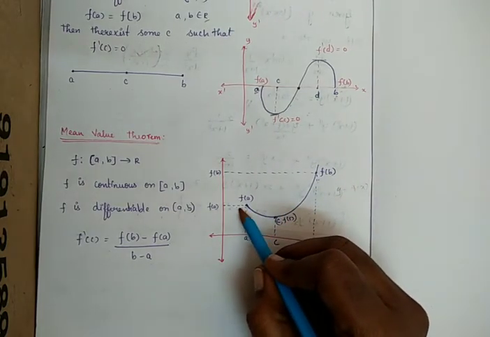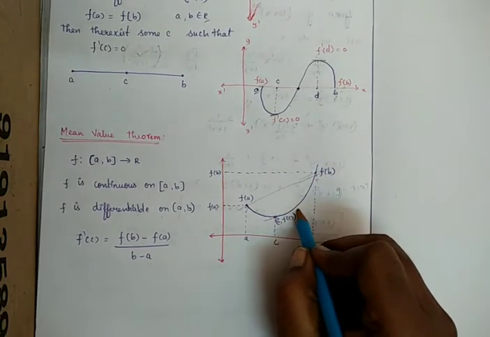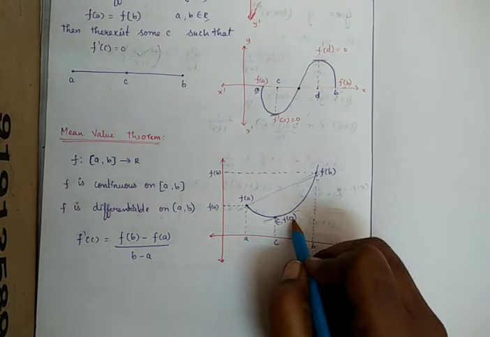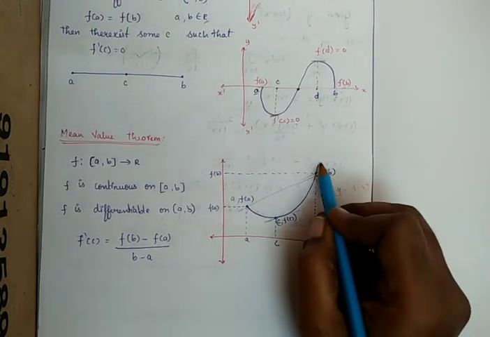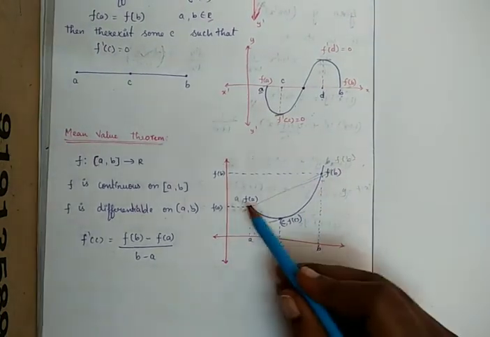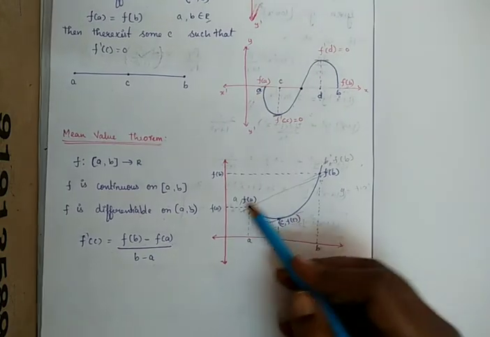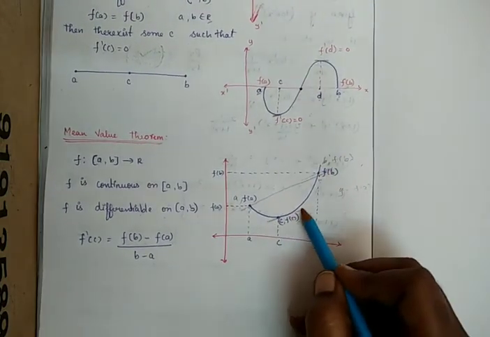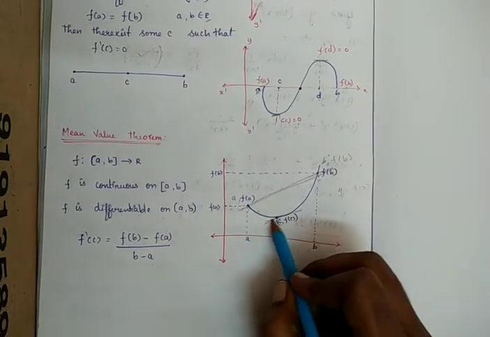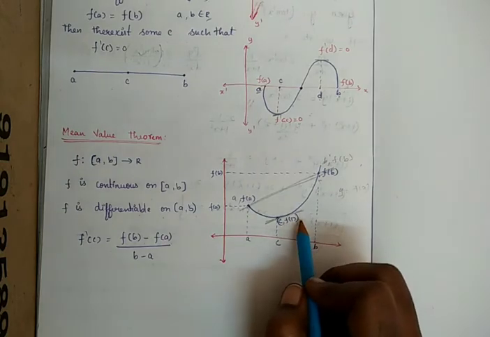Now if I draw a line joining f of A and f of B, and if I draw a tangent here at this point C comma f of C, and this is the point A comma f of A, and this is the point B comma f of B, then the slope of the line joining a comma f of a to b comma f of b is the same as the slope of the tangent at the point C comma f of C.